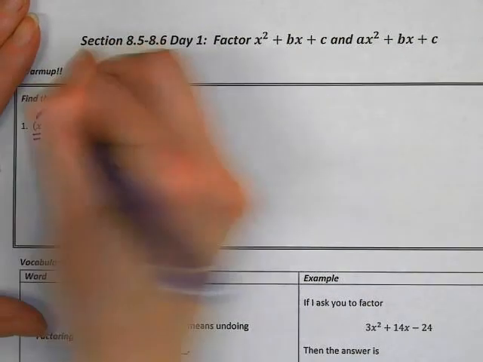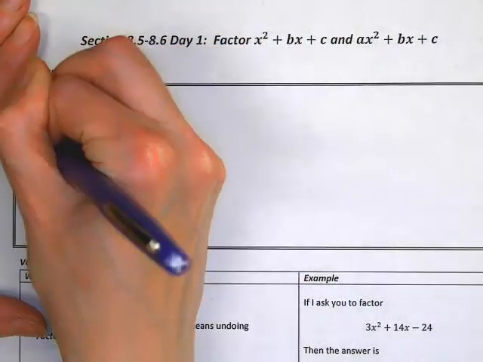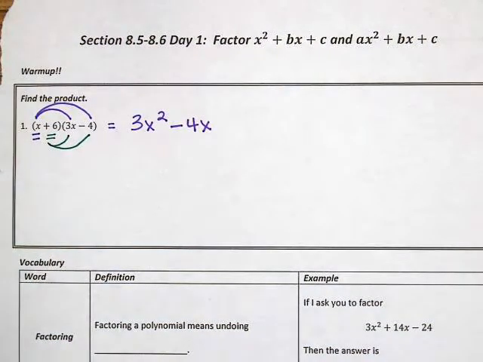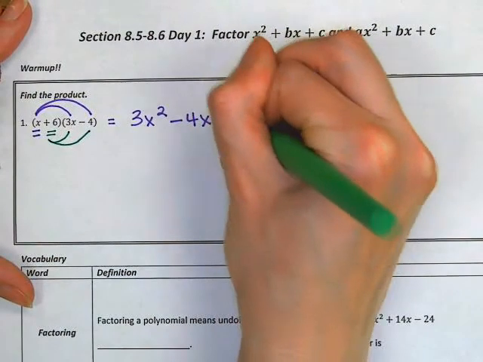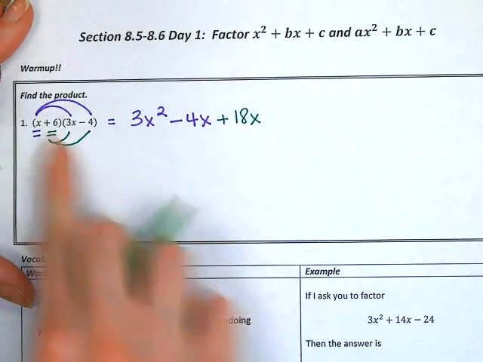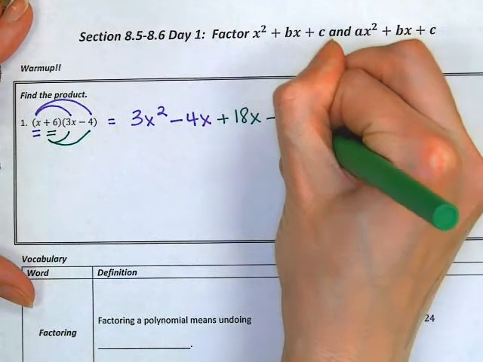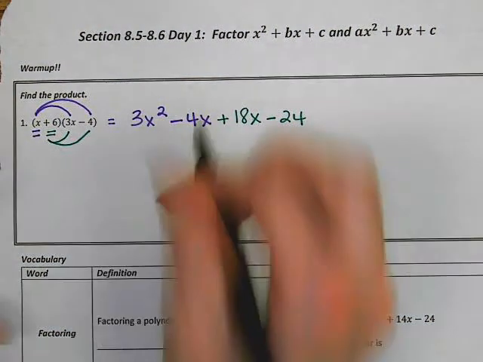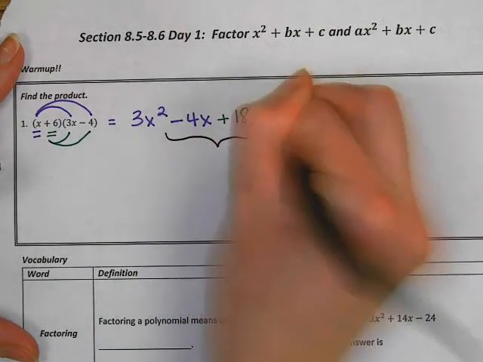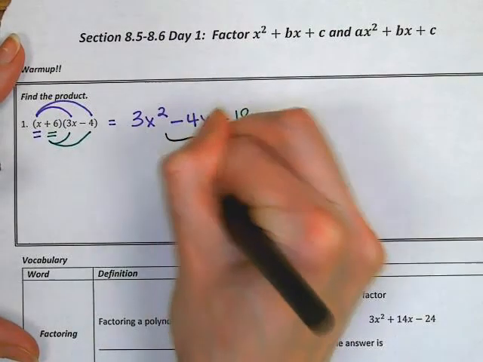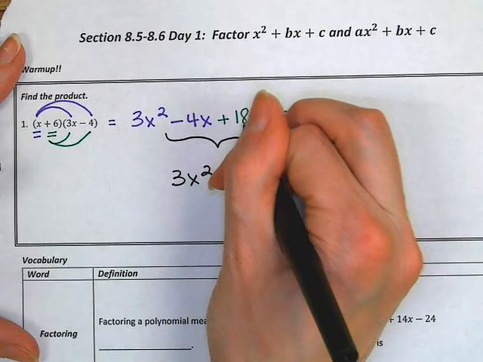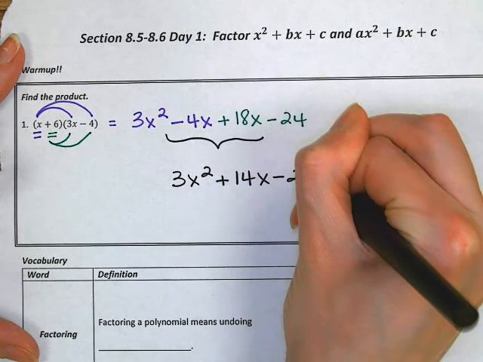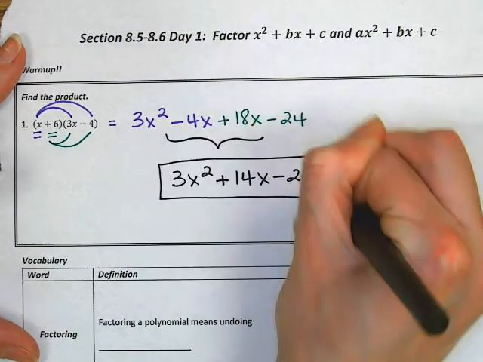So x times 3x is 3x squared. X times negative 4 is negative 4x. And 6 times 3x is 18x. And 6 times negative 4 is negative 24. So you guys should be pros at this. Any like terms we're going to add together. So the final answer is 3x squared, negative 4 plus 18 is positive 14x, and then minus 24. Okay, so I hope everybody's good there.